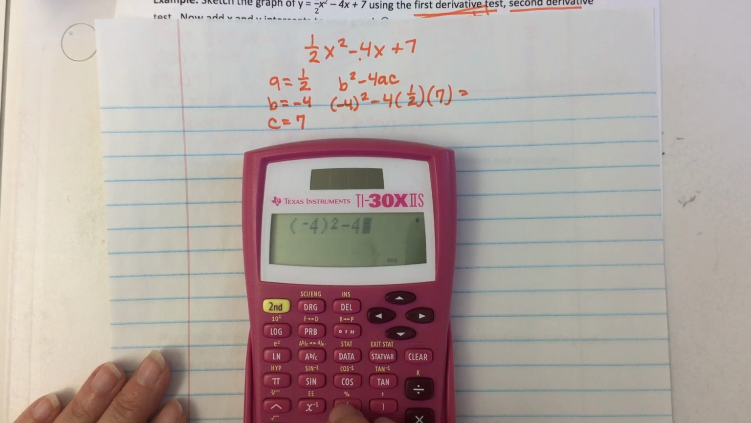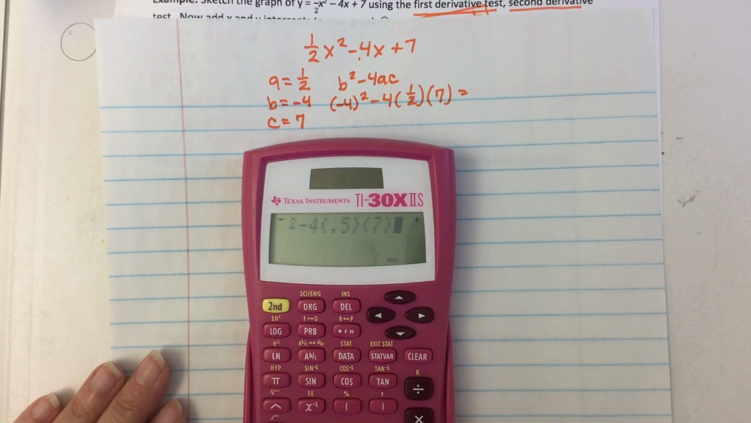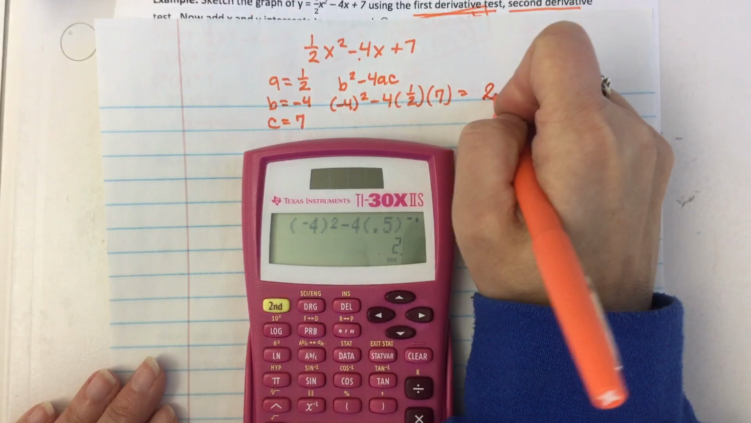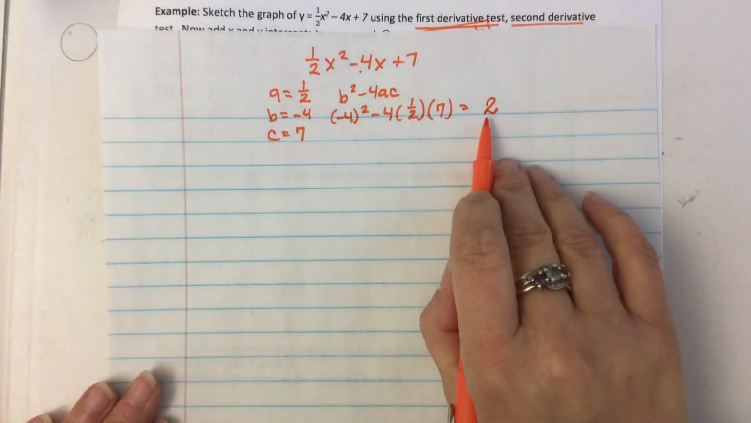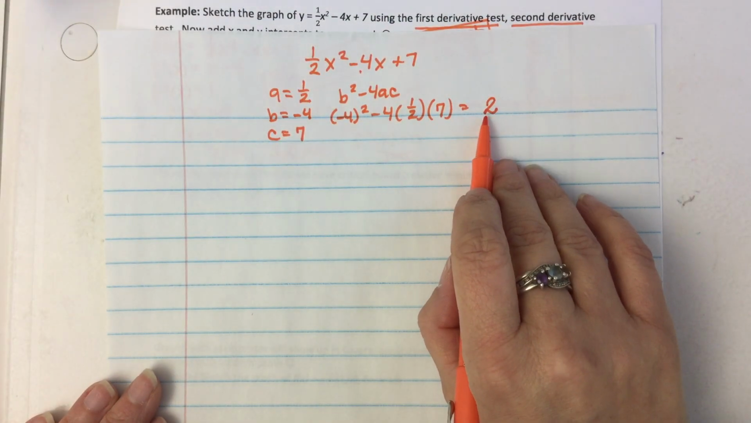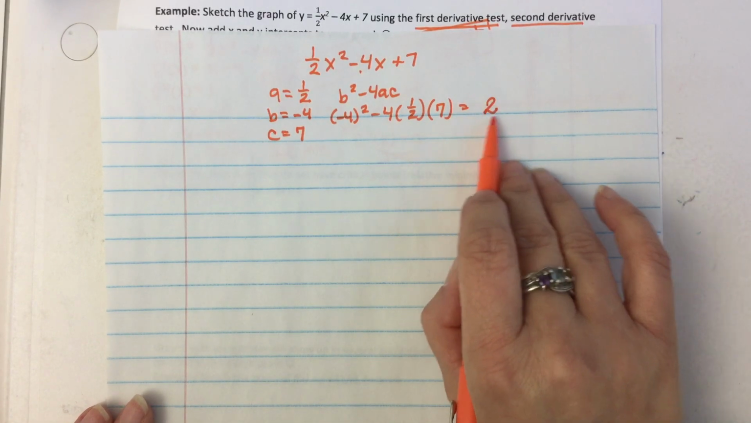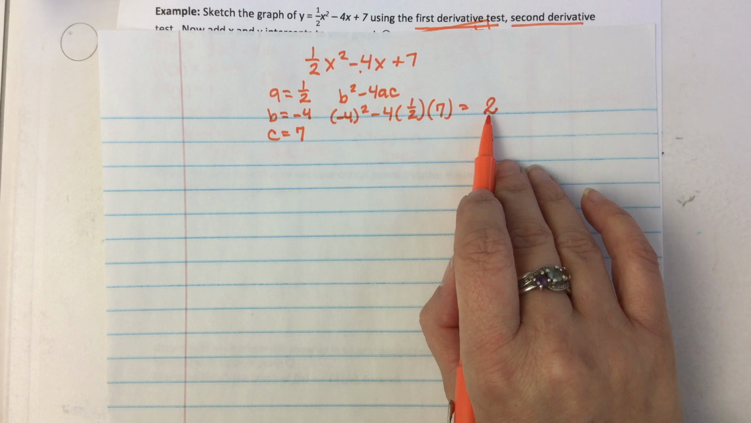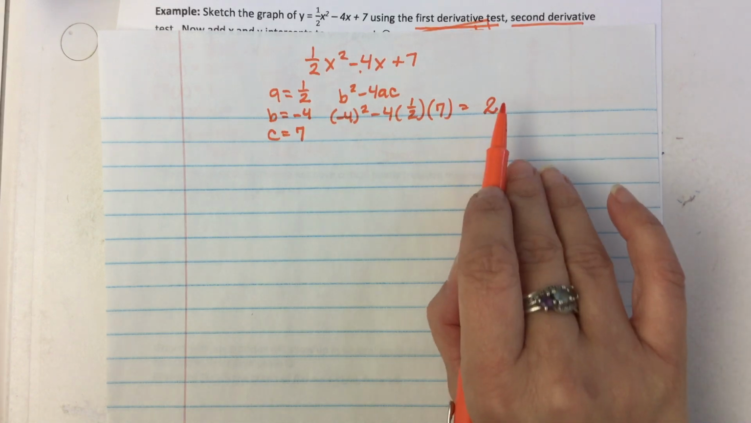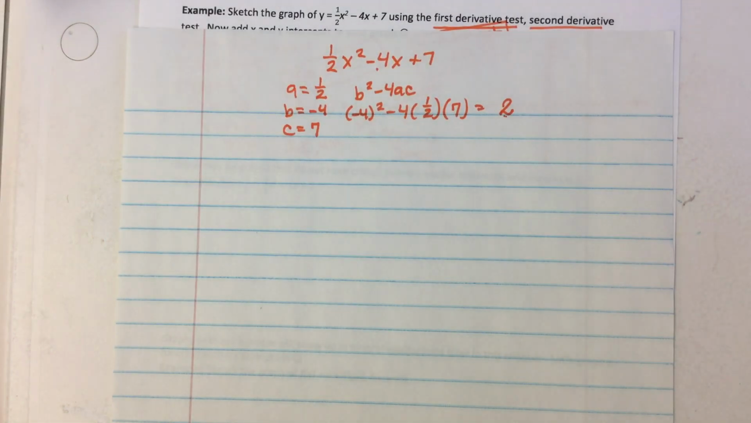-4 squared minus 4 times 1/2 times 7. Underneath the radical, I have 2. This tells me that I do have 2 solutions. I have 2 x-intercepts. Remember, if your discriminant, that's what this is called, is a negative value, then you have no real zeros. If it's a 0, you have 1 real 0. If it's a positive number, then you have 2 real solutions. So we are going to be able to find 2 x-intercepts.